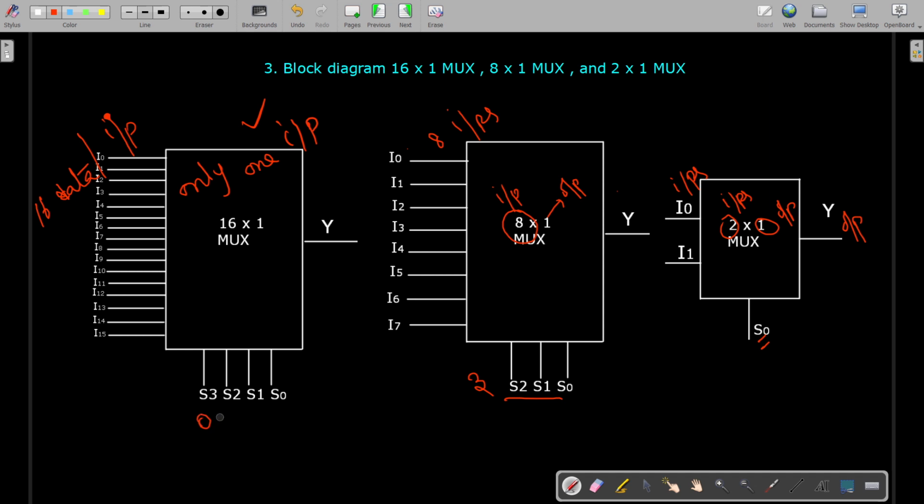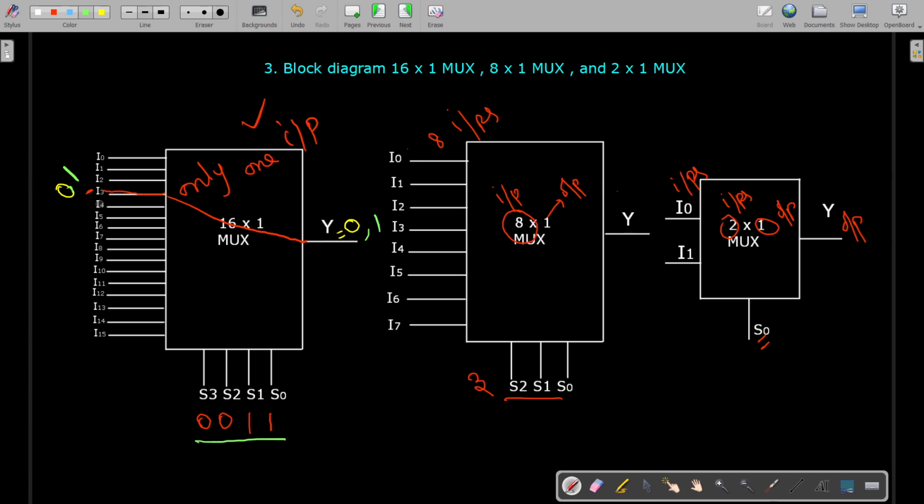So suppose if you give 0, 0, 1, 1 here, then what would happen? I3 will be selected and that will be connected to this output side. Whatever be the data available at this I3, that means you may have a 0 as the input here, then that 0 will be available at the output side. That's it. Suppose if you have one input here, then that one input will be transferred. So that depends on the selection input.